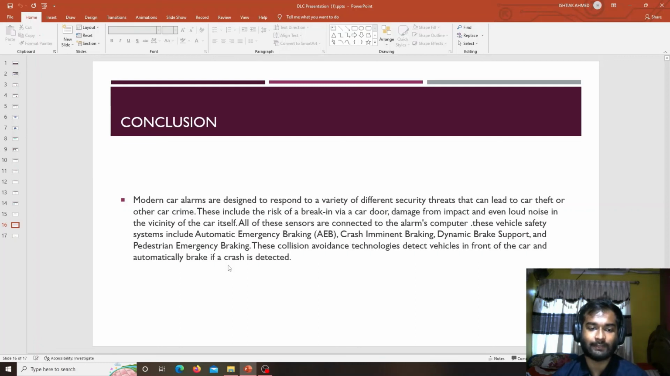This vehicle safety system includes automatic emergency brake, crash imminent braking, dynamic brake support, and pedestrian emergency braking. This collision avoidance technology detects vehicles in front of the car and automatically brakes if a crash is detected.